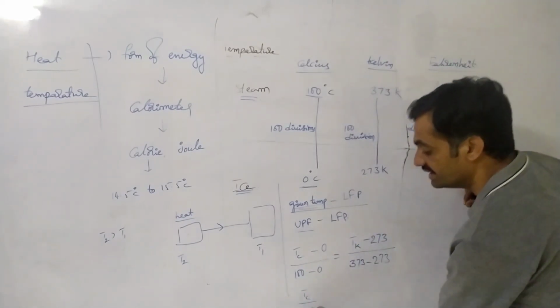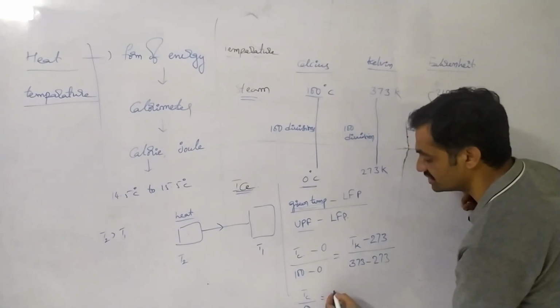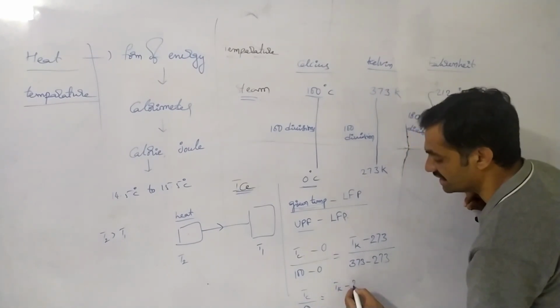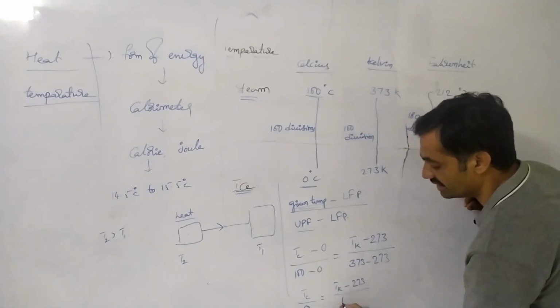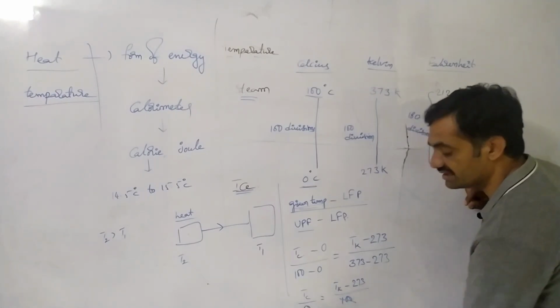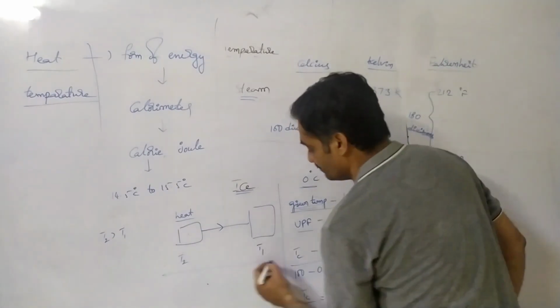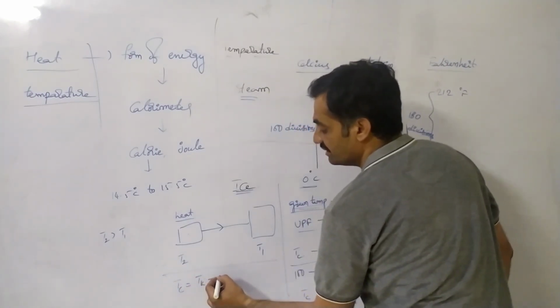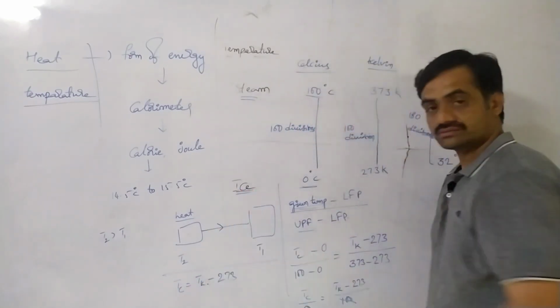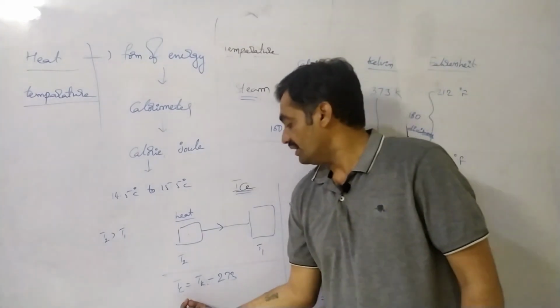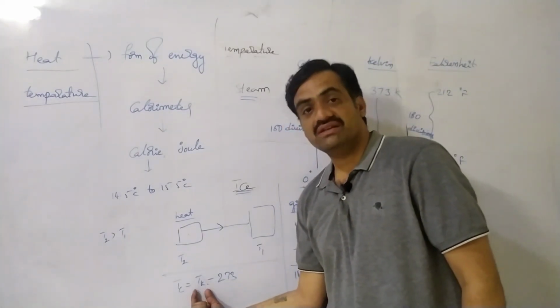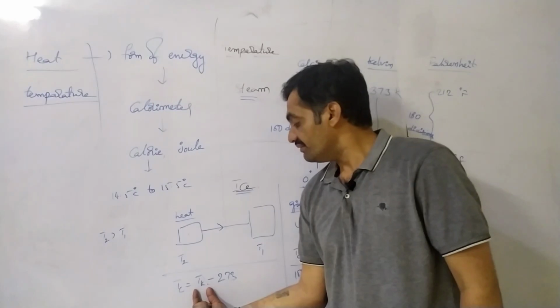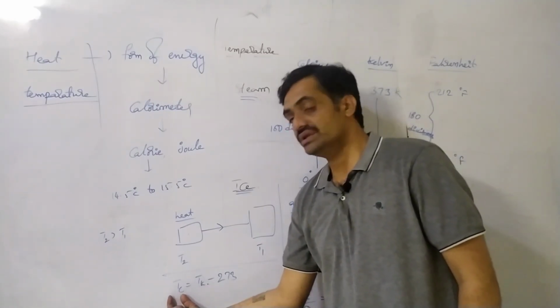Observe that the expression becomes T_C by 100 equals (T_K minus 273) by 100. Observe that the 100 gets cancelled. So based on this, T_C equals T_K minus 273. This means if a temperature is given in Kelvin, then we have to convert it into degrees Celsius.